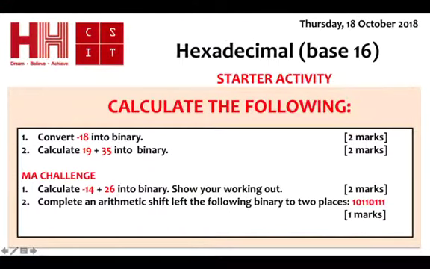Right, to start out with today's lesson, I'd like you to write down the following questions. Convert minus 18 into binary. So what you should be doing is getting the positive binary, flip it, add 1 to it, and that will pretty much give you the minus 18, okay?